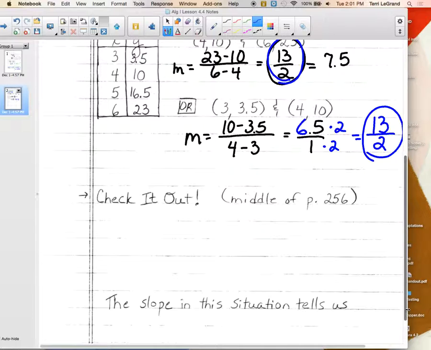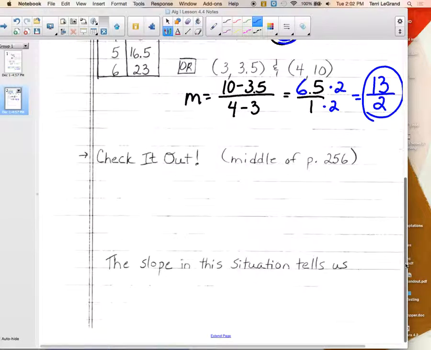Okay, let's go to the middle of page 256 in your books. You should have already done this in your SQ3Rs. We're doing Check It Out problem number 3. Make sure you did this right. The graph shows the height of a plant over a period of days. Find the slope of the line. Then tell what the slope represents.